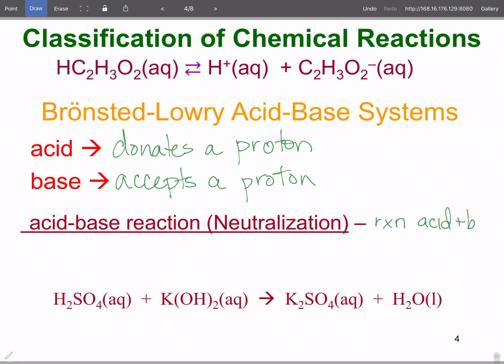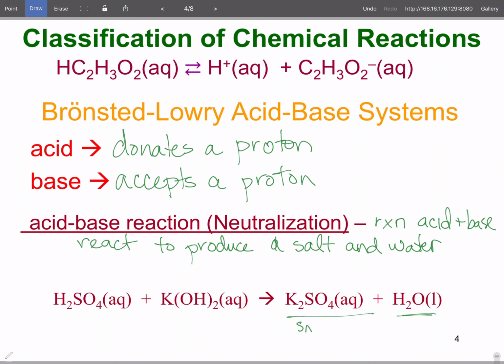An acid-base reaction is also known as a neutralization, and it's a reaction where you have an acid plus a base react to produce a salt, not table salt, but a salt, ionic compound, and water. So the biggest thing is look for the water and then you say, oh look, here's your salt. Salt is the salt, ionic compound.